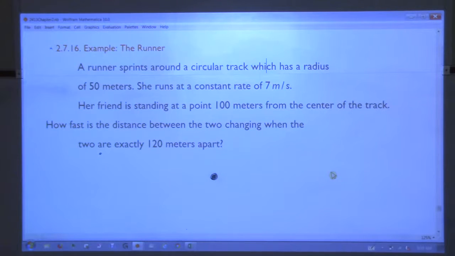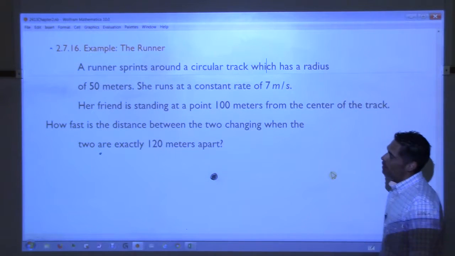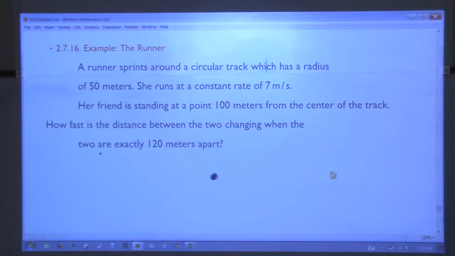All right. We have a runner. Let's try and get an idea what's going on with this problem. A runner sprints around a circular track which has a radius of 50 meters. She runs at a constant rate of 7 meters per second. I think that's pretty fast. Well, she's very fast. She's exceptional. Her friend is standing at a point 100 meters away from the center of the track. How fast is the distance between the two changing when the two are exactly 120 meters apart?